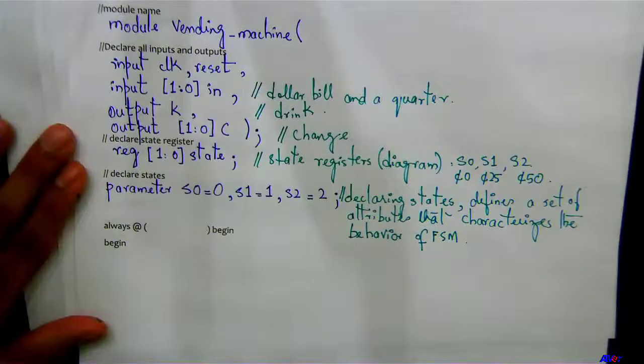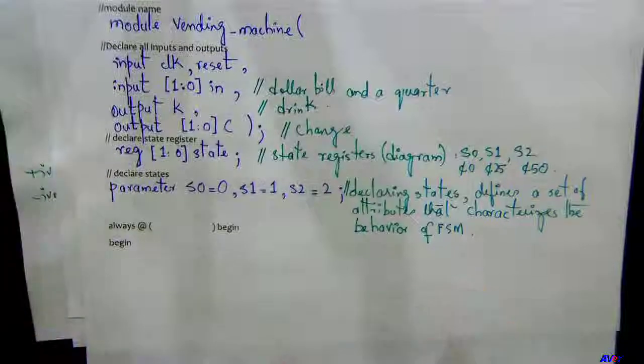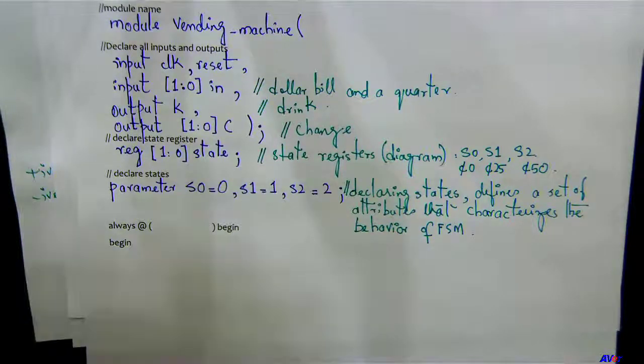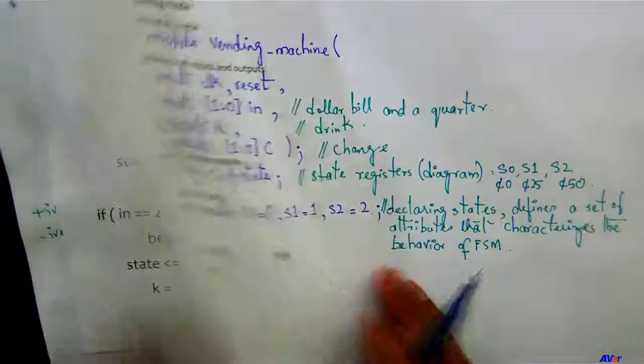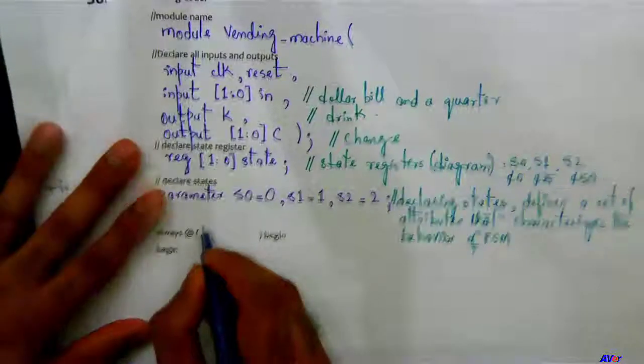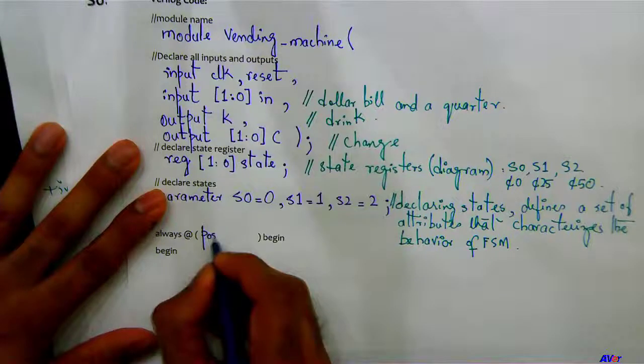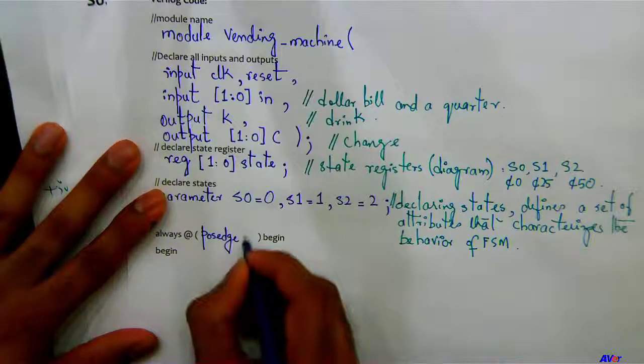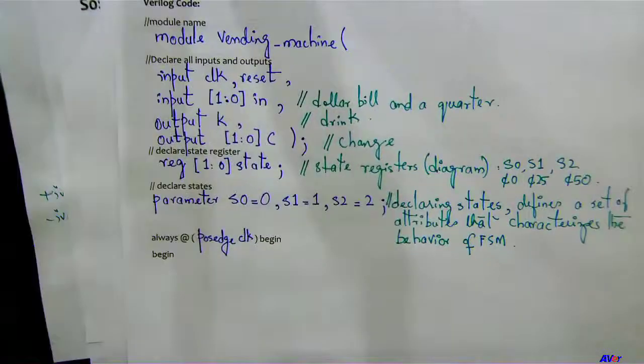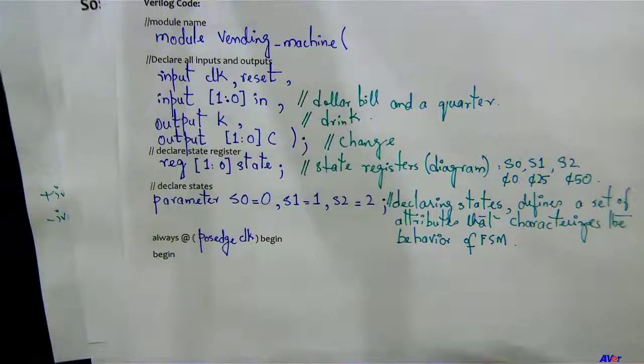Now, always at. Now we are into sequential circuits. Everything has to be clock triggered, right? And what kind of a clock do you have there? You have a positive edge triggered clock, right? So we're going to say at positive edge, POSEDGE. If we had a bubble there, we would have said negative. So we just replace POS with NEG. Okay, negative.